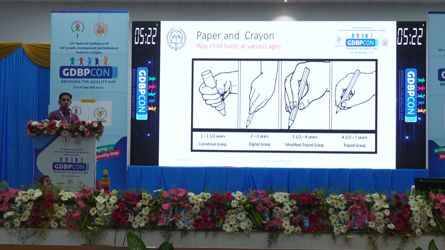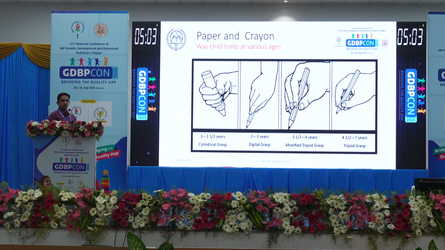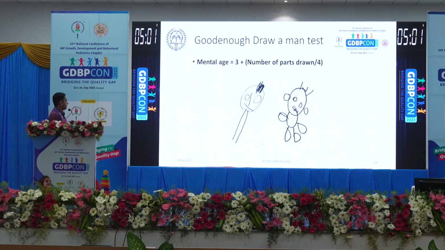And how the child holds a pencil also gives a clue towards the child's development. A 1.5-year-old child will be holding pencil or crayon in a cylindrical grasp, whereas a 4.5-year-old child will be using a mature tripod grasp to draw. So as the child is drawing in front of you, you can make these observations to deduce how well is the fine motor development.